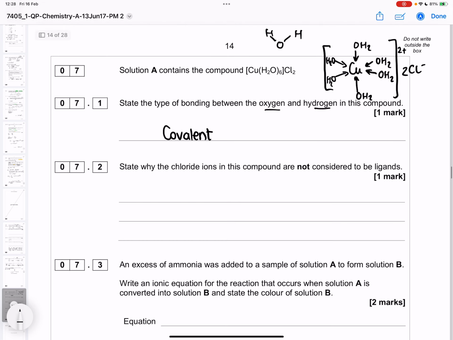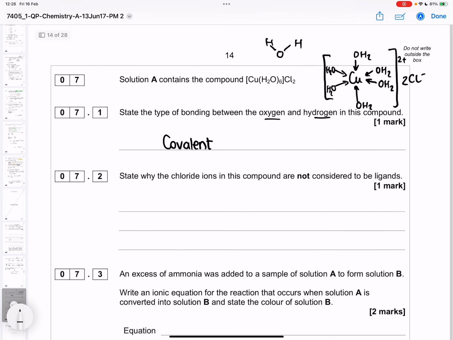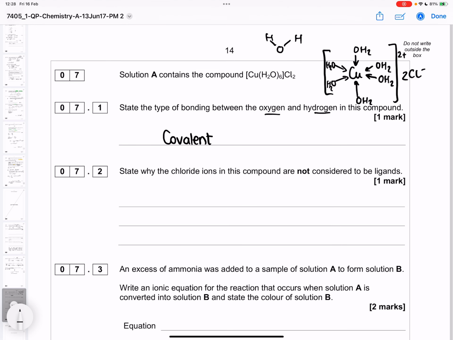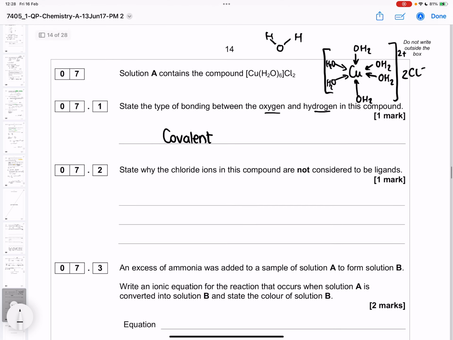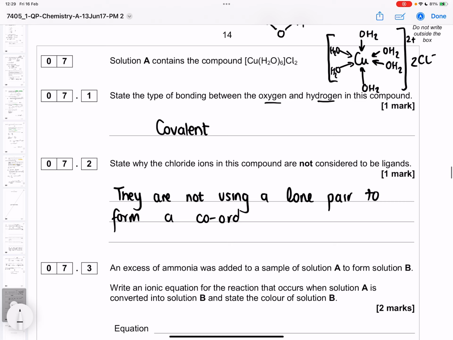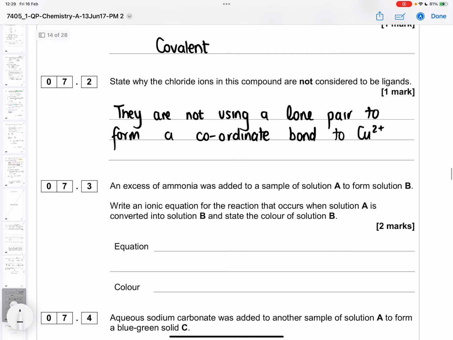State why the chloride ions in this compound are not ligands. Well, for them to be ligands, they would have to be using a lone pair to create a coordinate bond to the copper, and they're actually sitting outside of the complex ion as the counter ion, so they're not forming coordinate bonds. So they're not using a lone pair to form a coordinate bond to Cu2+. They could do that, but in this example, they're not doing that.